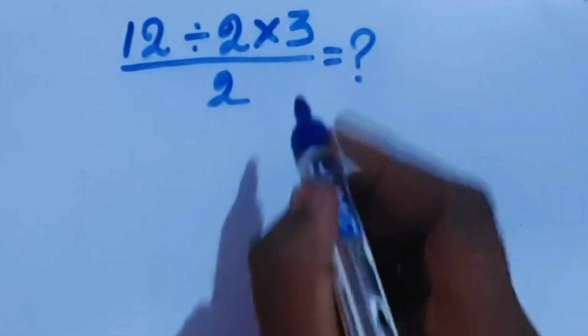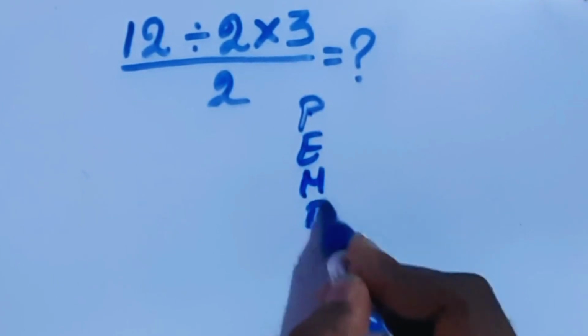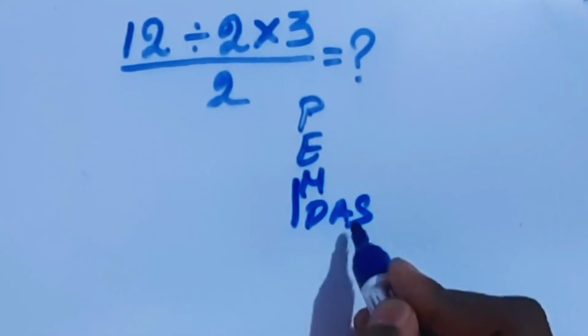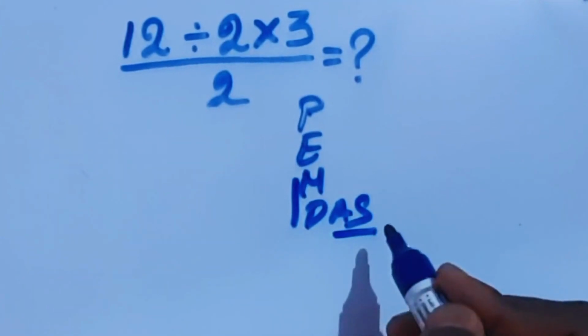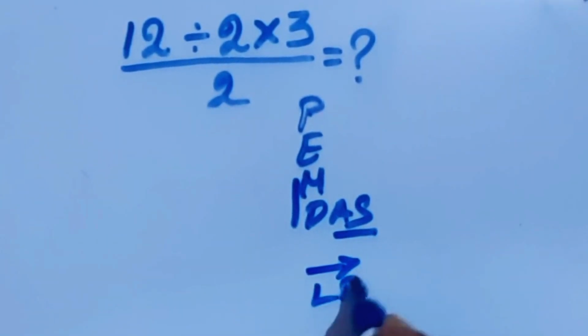As per the order of operations, PEMDAS, multiplication and division have equal priority, and addition and subtraction have equal priority. We have to follow this left to right rule in the problem.